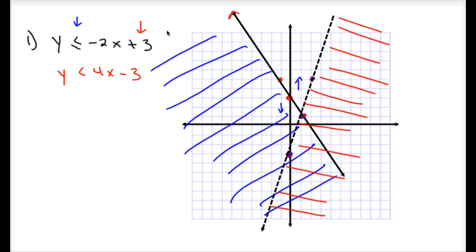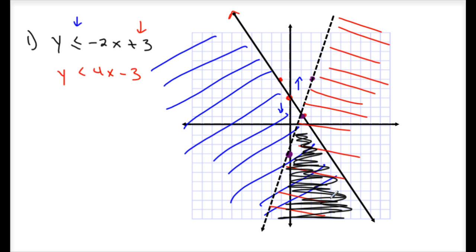And now I'm going to look at both my graphs that I just drew, and I'm going to say, where is the region that overlaps? Where is the shaded region that overlaps here? If you notice where the blue and the red intersect, that's my shaded region. So this is the solution of this system of inequalities. Any coordinate in this region will be a solution to the system.